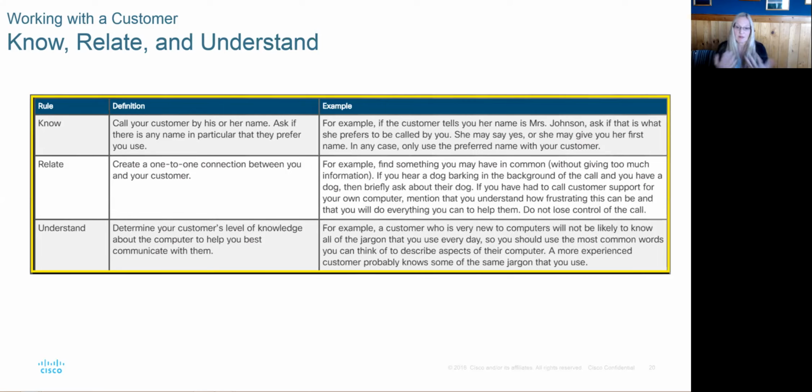Relate: create some sort of one-on-one connection between you and the customer. I'm not saying tell them your life history or anything like that, but try and find some way of connecting that makes it more human. Understand: let them know that you understand how frustrating it is to have their computer not working properly, and that you're going to do whatever you can to help them out. But don't forget that you are in control of the call.